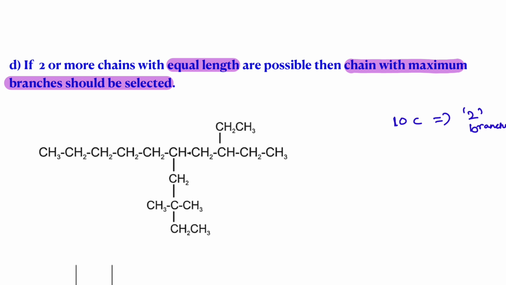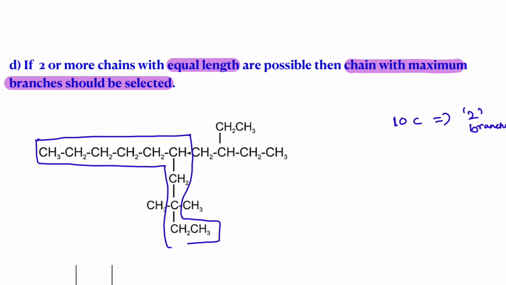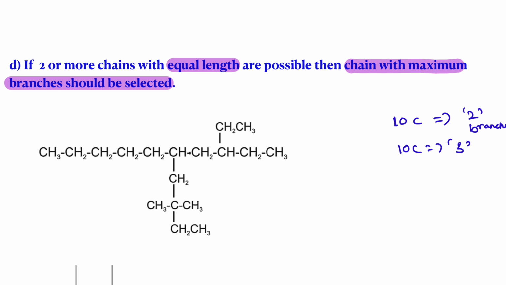So let us take one more possibility here. This is the chain, and in this again we have 10 carbon atoms: 1, 2, 3, 4, 5, 6, 7, 8, 9, 10. But it has 1, 2, and 3. So we have a 10 carbon chain with 3 branches.